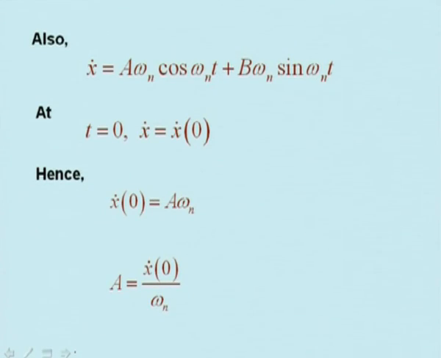Similarly, x dot is equal to a omega n cos omega n t plus b omega n sin omega n t. At t is equal to 0, x dot is equal to x dot 0. Therefore, x dot 0 is equal to a omega n, because the sine term at t is equal to 0 is 0. So therefore, a is equal to x dot 0 divided by omega n.